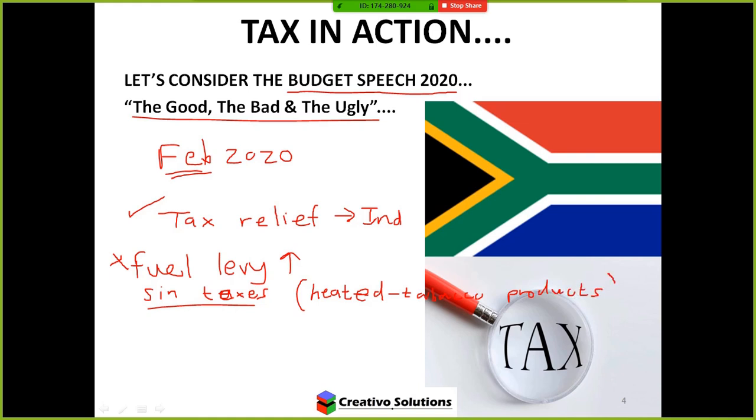Before, those e-cigarettes and those types of products weren't taxed. And now the government has included those products as part of the sin taxes. They've added that product to the list of products that need to be taxed according to the legislation. So that was also something that came out as not being good, because that's an increase in taxes for certain individuals that consume or use those particular products.